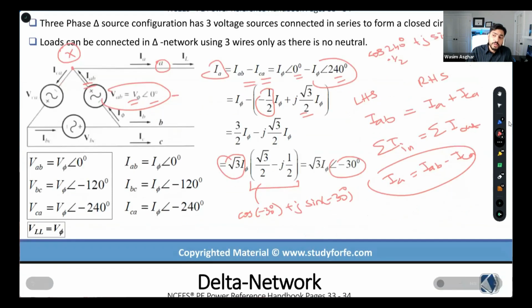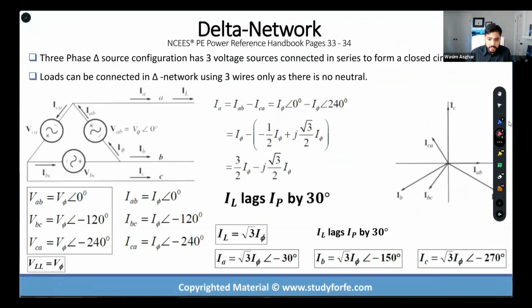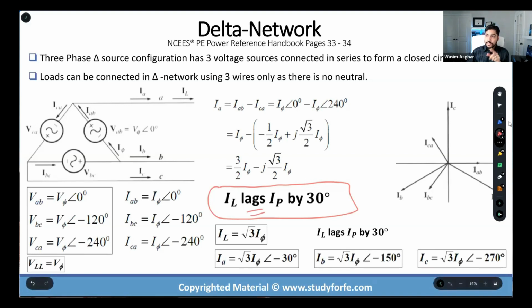Now, this is super critical, guys, and that's why I have this in big black bold. This is not given in the handbook, okay? Two things. First of all, when we're dealing with delta network, the thing that really throws a wrench in the system is not the voltage, it is the current, okay? And the current is interesting because previously we had the line voltage in the Wye-network leading the phase voltage by 30 degrees. So it was a plus 30 degree phase angle. Over here, it's the line current, and it lags. It does not lead, it lags the phase current by 30 degrees.